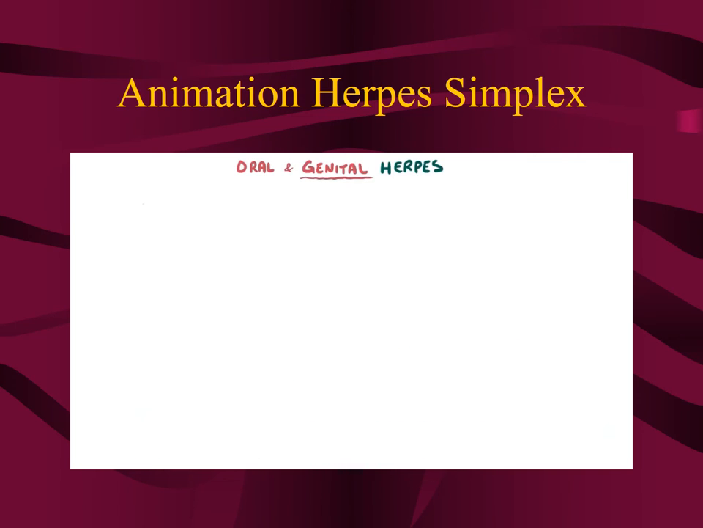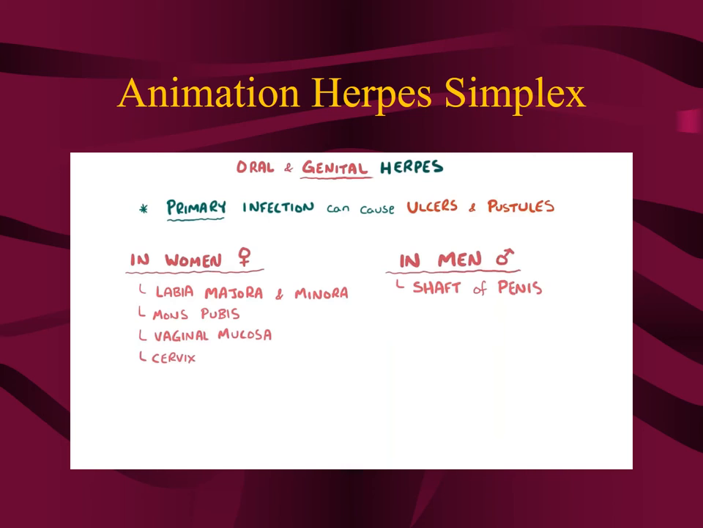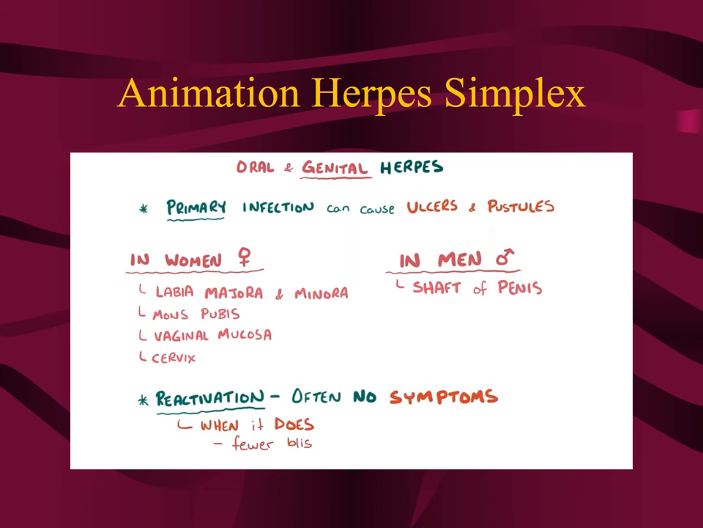With genital herpes, primary infection can cause symptoms like ulcers and pustules, which form on the labia majora, labia minora, mons pubis, vaginal mucosa, and cervix in women, and on the shaft of the penis in men. Like oral herpes, most of the time reactivation doesn't cause any symptoms. But when it does, the most common pattern is to have a few blisters that resolve rapidly in about a week.